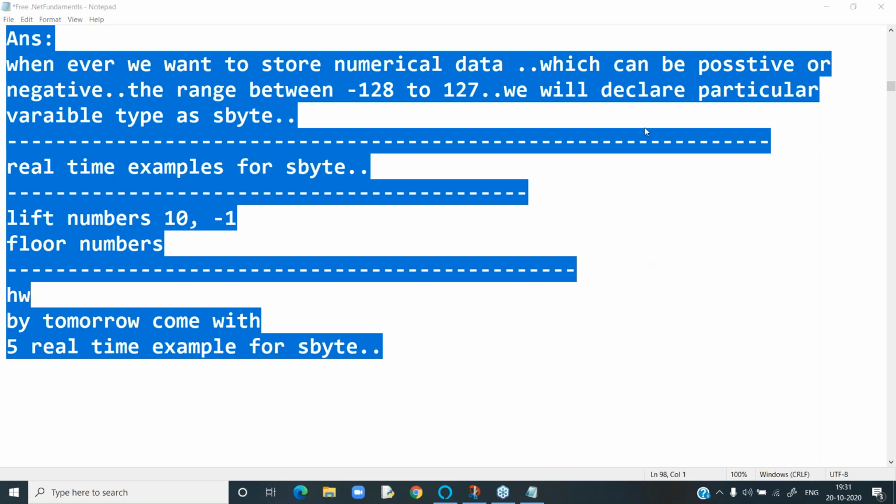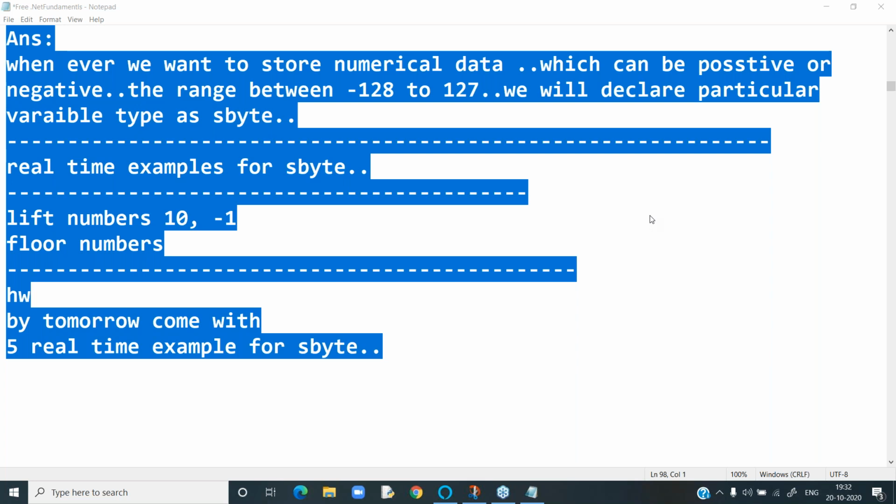Either you will have only positive values: bank account number, employee number, student hall ticket number, phone number. All these will come under unsigned numerical data, which is only positive. Did you understand? Whatever numbers we are able to see, student ID, employee number, phone number, bank account number, all are only positive values. Understood, all of you?